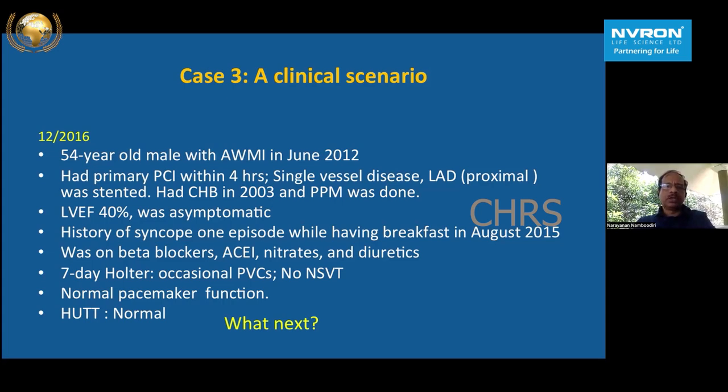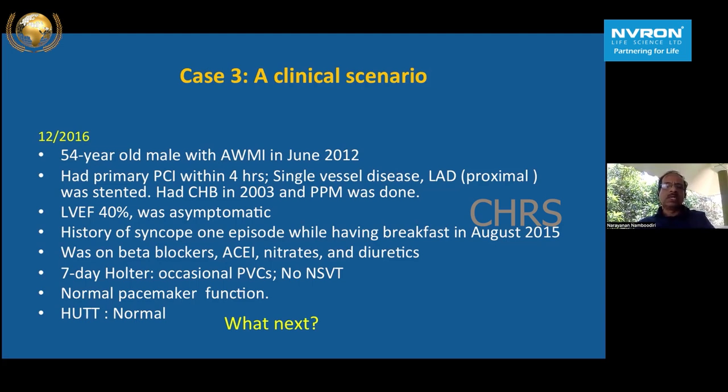This is a patient who has come with a history of ventricular MI in the past, had a PCI, ejection fraction 40%, syncope, multiple drugs, and had a pacemaker in the past for CHB, normal pacemaker function, coming with syncope, heart normal.